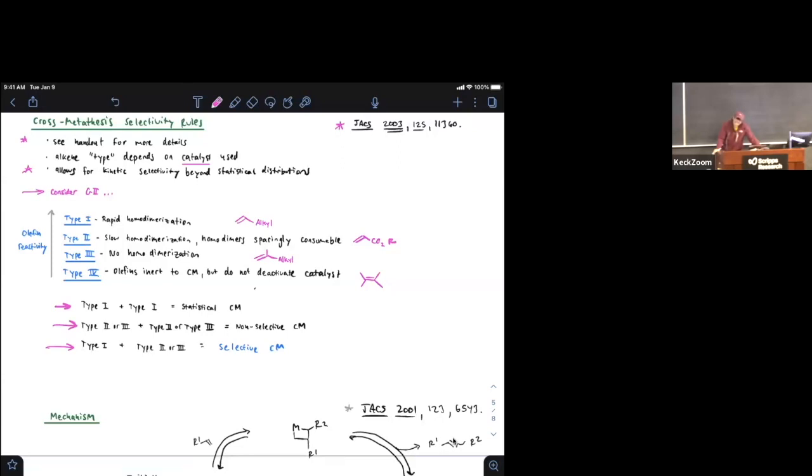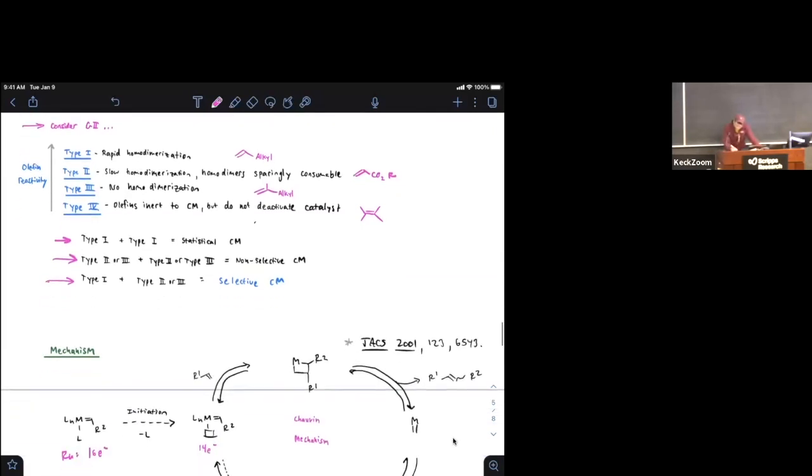Type 3 olefins, in this case, are things like 1,2-disubstituted alkenes. Those don't undergo homodimerization. And then type 4 are olefins that are essentially inert to metathesis. In the case of the G2 catalyst, that would include tetrasubstituted olefins. So they're just going to be spectators to the show.